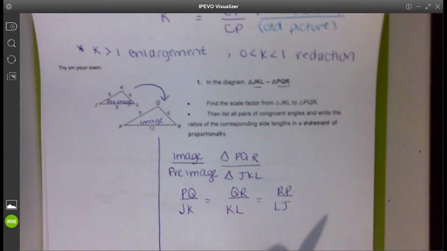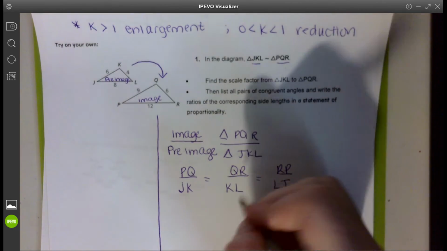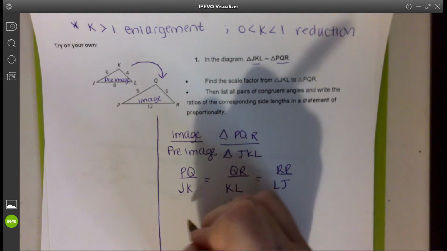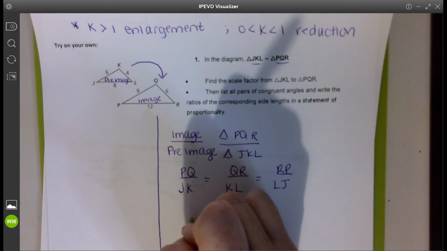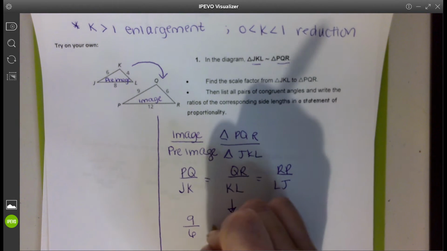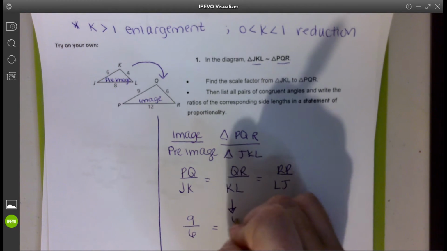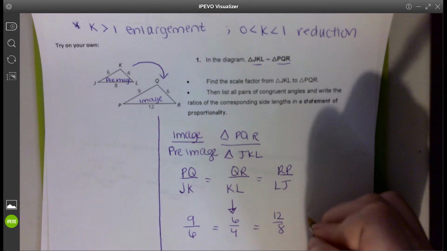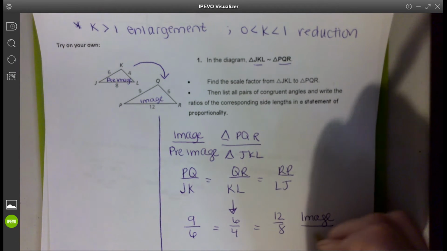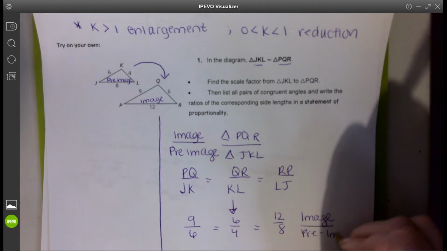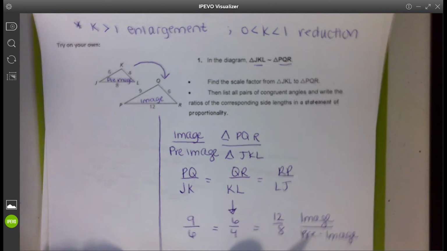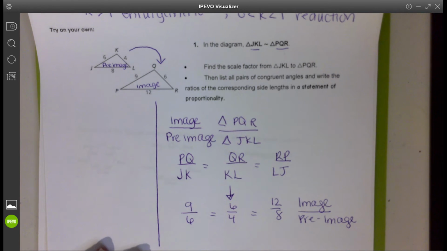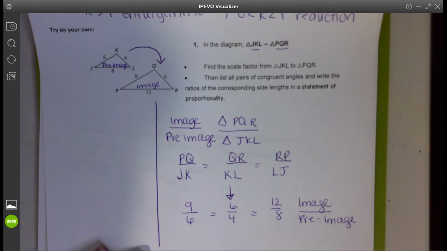All right, our next step is to plug in numbers. So that means we're going to go to that diagram and plug in our numbers. So here we'll have PQ is 9, JK is 6. And then continuing on, we have 6 over 4, 12 over 8. Again, remember, image over pre-image. So now, reading this, I want you to determine what is the scale factor. Take this one more step, like we did in the previous problem, and figure out what is the scale factor.